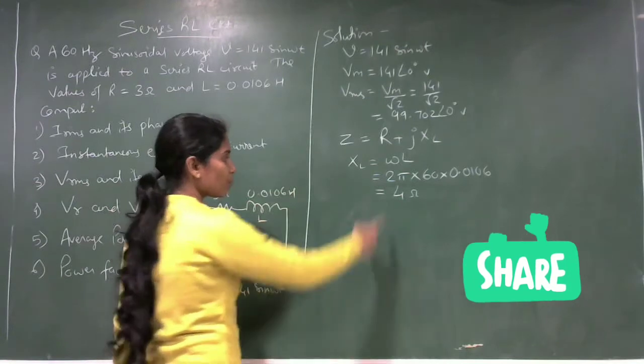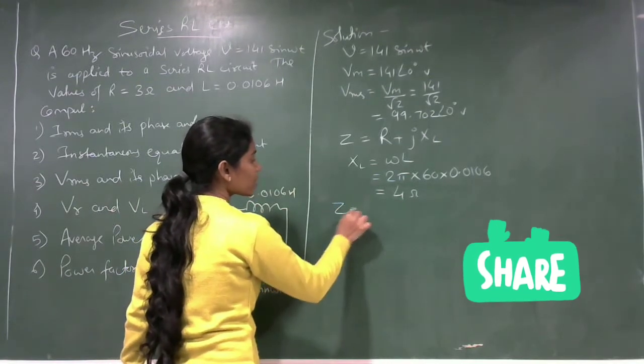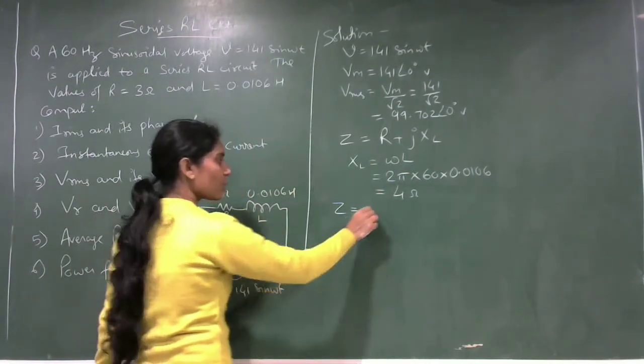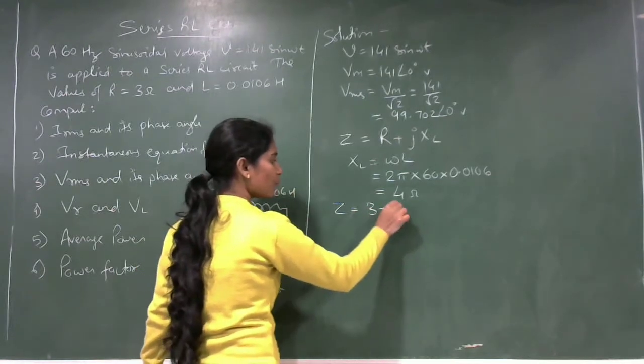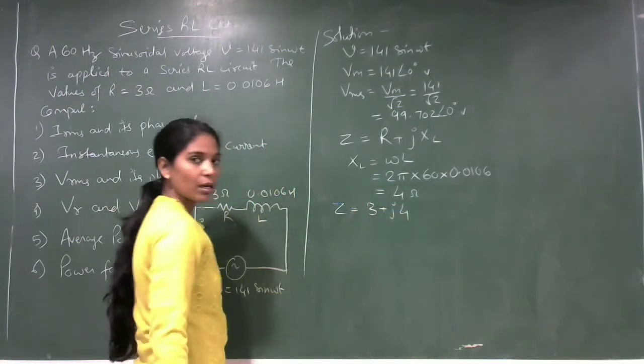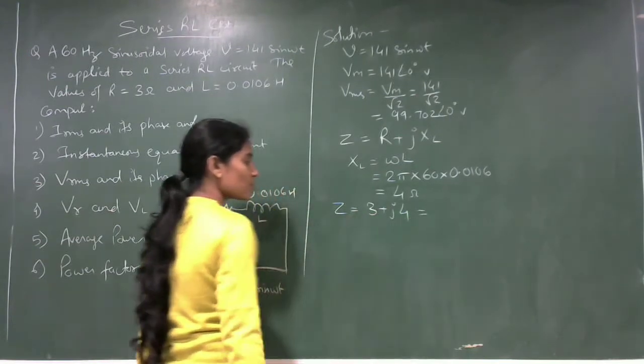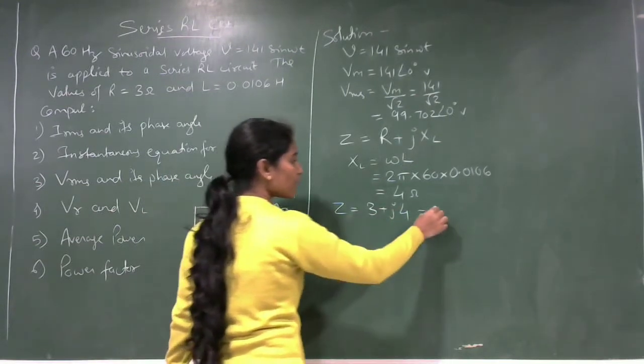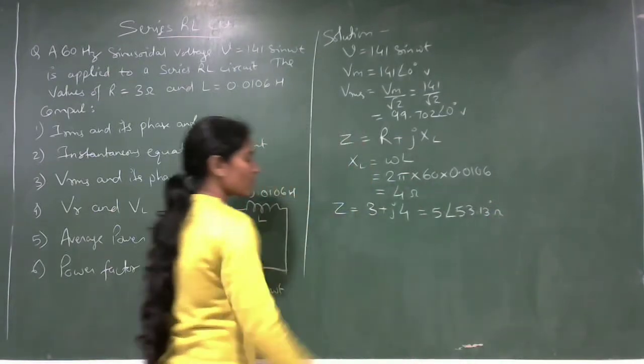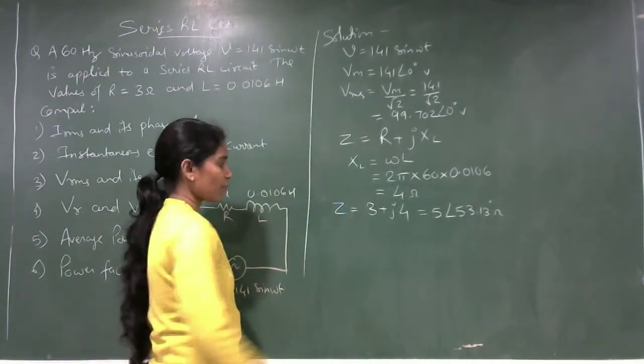Approximately 4 ohms. So what will be Z now? That is R plus jXL. R is 3 ohms, so 3 plus j4. This is my impedance value. We got this value in rectangular form, so just convert this into polar form. You will get the value. So this is the polar form value we are getting for impedance.